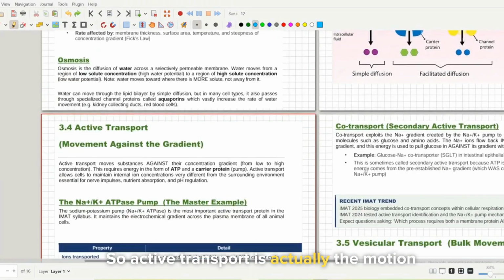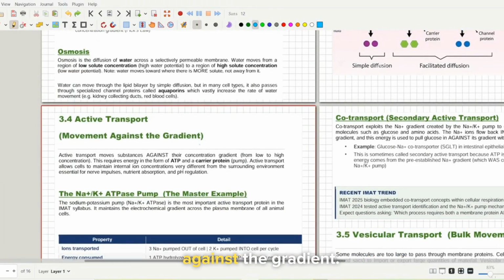Active transport is actually motion against the gradient. What is a gradient? Gradient is the difference, just like there is a difference of potential in physics. At one place there are high positive charges, and at the other place there is a high number of negative charges. Then the charges will flow from high concentration to low concentration. The same is for active transport. The motion is against the gradient.